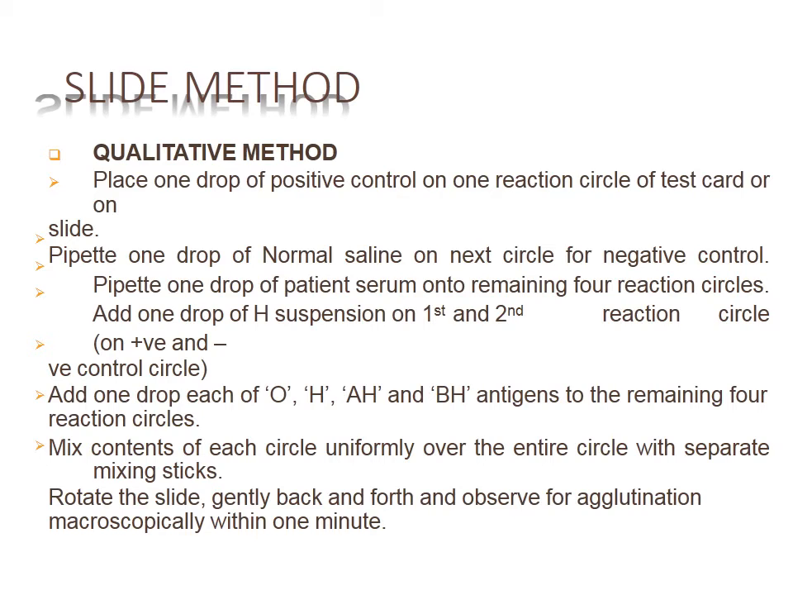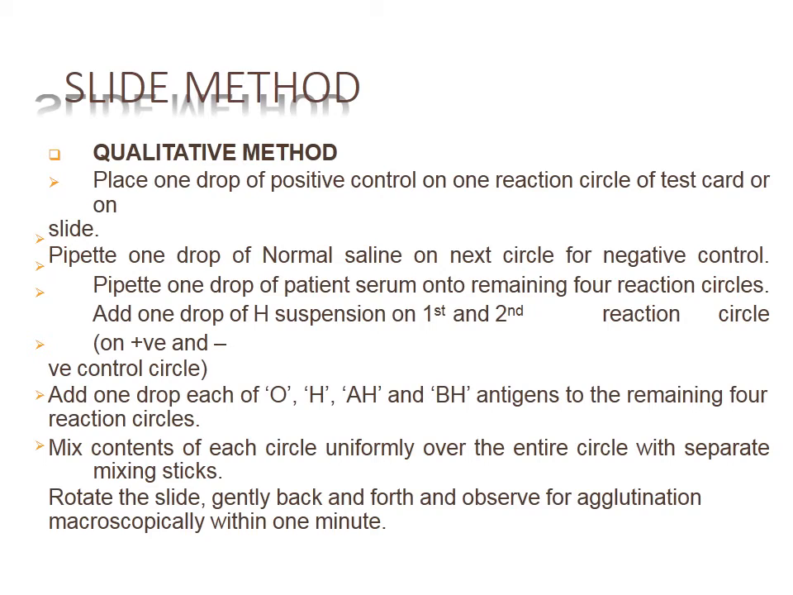Pipette 1 drop of patient serum onto the remaining 4 reaction circles. So you will have a positive control and a negative control, plus you will be having 4 patient serum. Add 1 drop of H suspension on the first and second reaction circle, which is the positive and negative control circle, and then add 1 drop each of O, H, AH and BH antigens to the remaining 4 reaction circles.